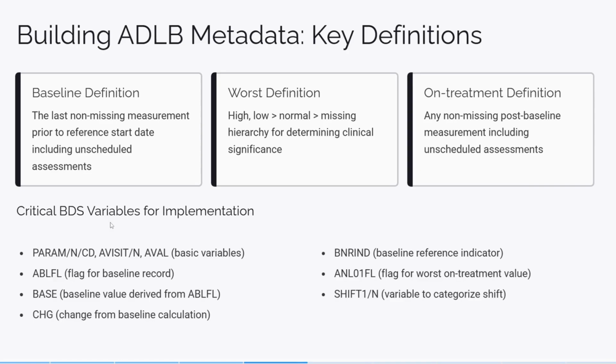So the critical BDS variables for implementation: PARAM, analysis visit and AVAL value, an analysis baseline flag, BASE, CHG change from baseline calculations, a baseline range indicator, a baseline reference indicator, ANL01FL flag for the worst on-treatment value, and the shift variable to categorize shift.